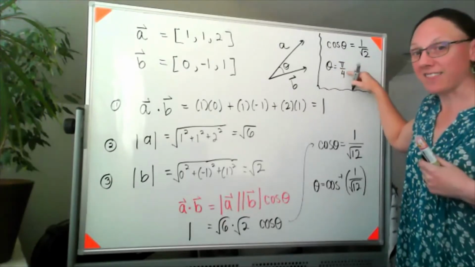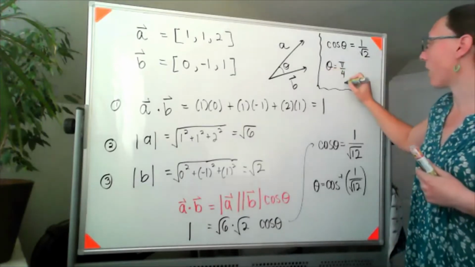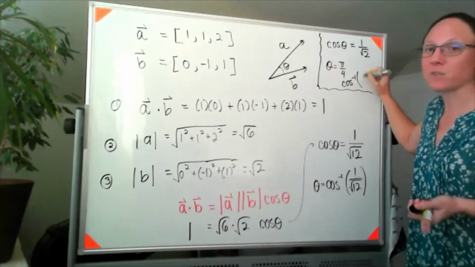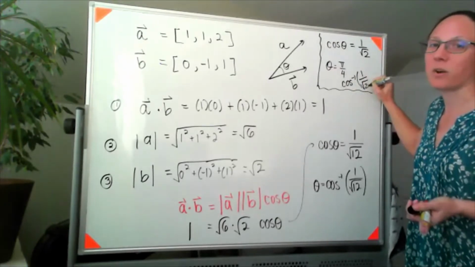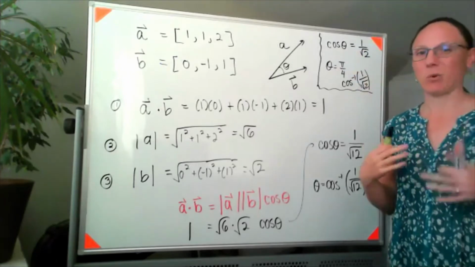But you'll get the same answer whether you call that theta equals pi over 4 or you put into a calculator cosine inverse of 1 over the square root of 2. These are equivalent because they're answering the same question.